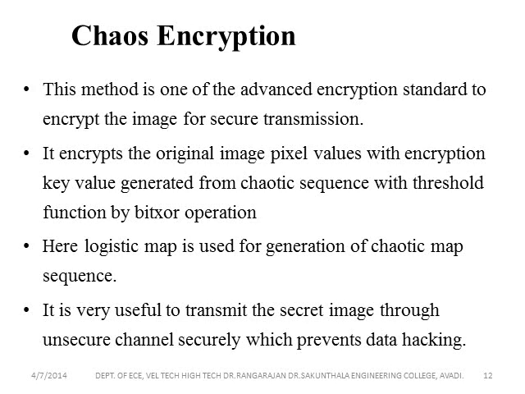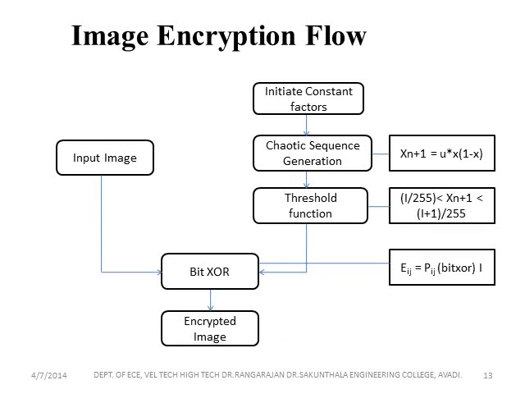Chaos encryption. Chaos encryption is what we are using for encrypting the data and the image. It is just a bitwise XOR operation between the image and the threshold function. The chaos encryption can be understood by this image encryption flow, where the chaotic sequence is generated from x(n+1) = u * x(n) * (1 - x(n)). After finding x(n+1), the proper value for the threshold function is determined, which is then bitwise XORed with the input image.